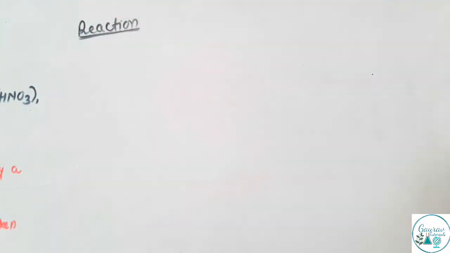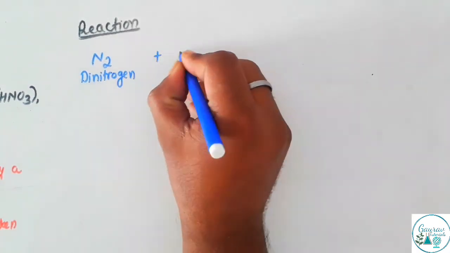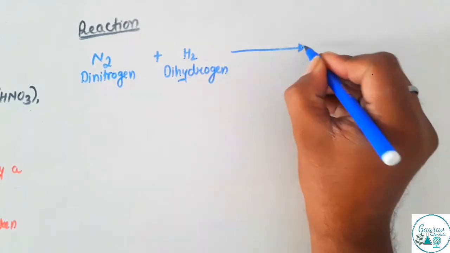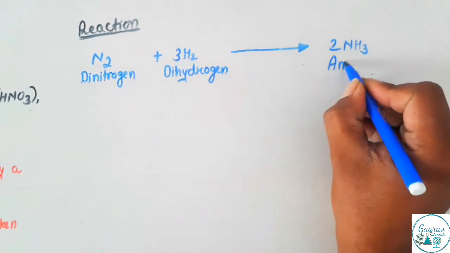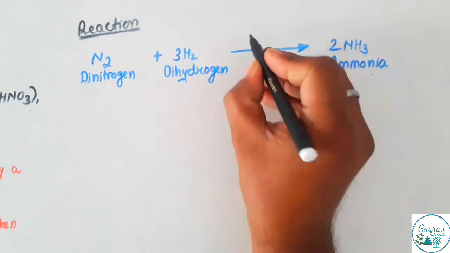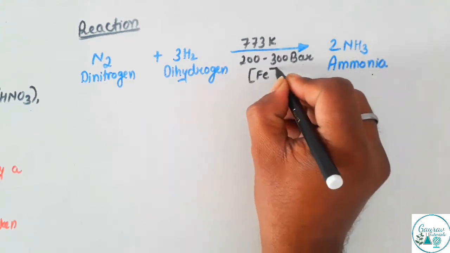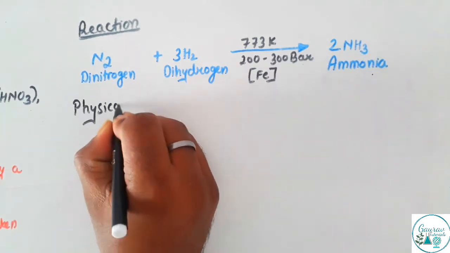Let us try to understand the reaction of Haber's process now. In this reaction, we are going to take N2, that is dinitrogen, with dihydrogen H2, and we would form a product called ammonia, which is NH3. The conditions for the reaction are 773 Kelvin, 200 to 300 bar pressure, and Fe as the catalyst. So this was the reaction that is to be understood.